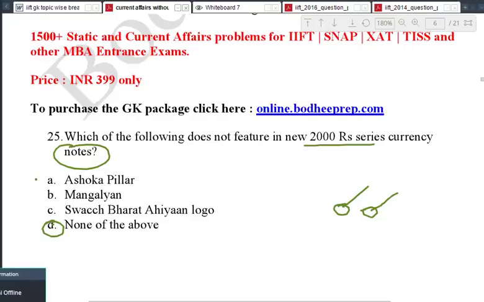Why? Because they all feature. Correct. Ashoka Pillar is there. We have the Mangalyaan. I think Ashoka Pillar is there. I think this is how it looks. The Ashoka Pillar, the lions at the top.